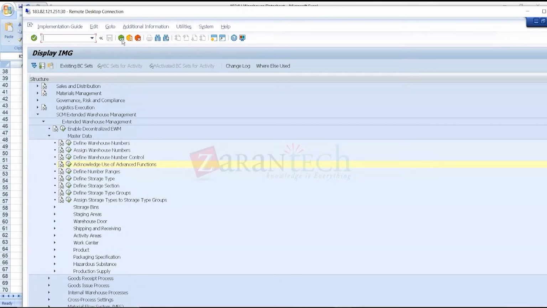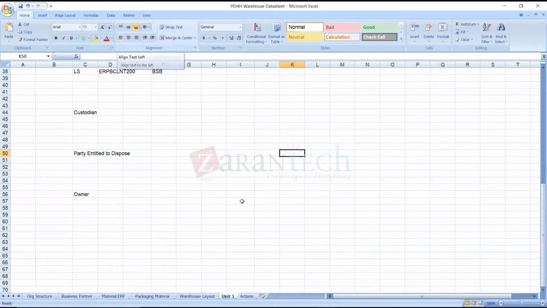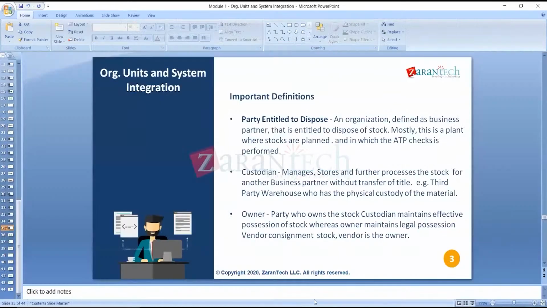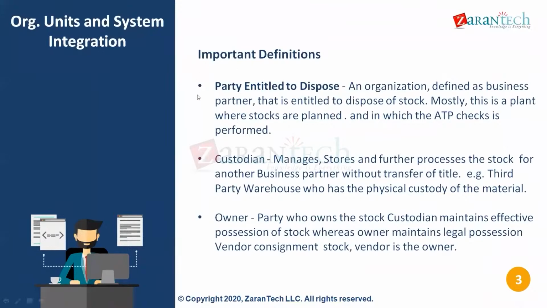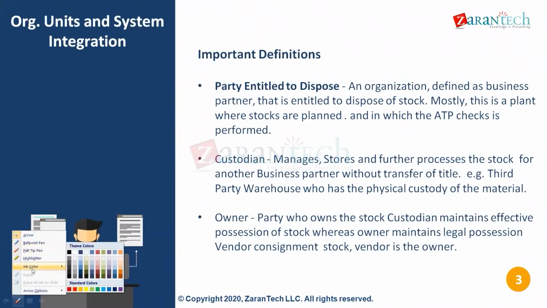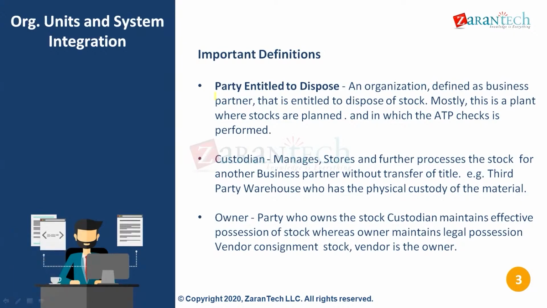That's correct. So, okay, let's move on to the next three important definitions: party entitled to dispose, custodian, and owner. So when we look at our stock in EWM, we'll have these identifications in our deliveries at our stock level. So what are these identifications and where can they be different?